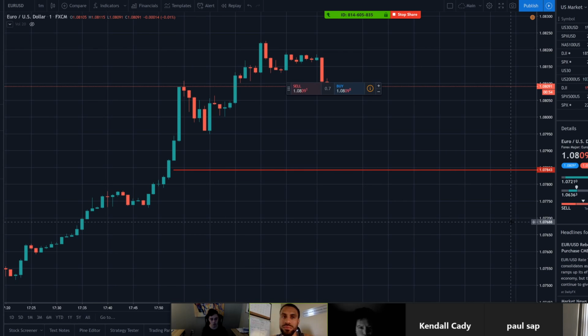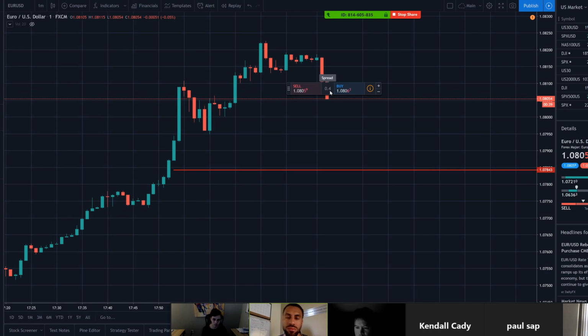The 3 is a micro pip, or some people call it a pipette. And so that 3 is actually the decimal. So you'll usually see pips having only 1 decimal after it, so it'll be 1.8 or 1.2 or 50.4. And that's referring to the last column. There are 4 digits. The 4th digit makes up the pip column, and the fifth makes up the pipette or micro pip column. And that's just a way to measure price movements.